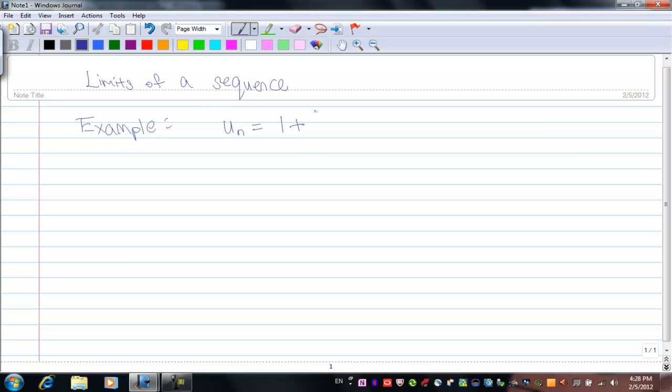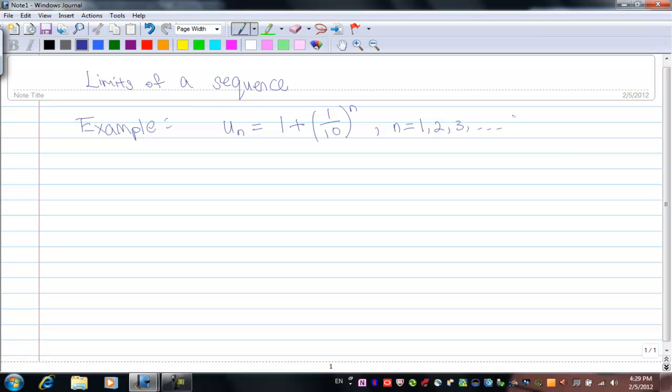After learning how to evaluate series, we are now going to look at the concept of limits of a sequence. What does this mean? Let us consider an example. Suppose we have the following sequence. Now remember that a sequence is just a list of numbers in a particular order. So let's say we have un, which is 1 plus 1 over 10 to the power of n, and this sequence holds for n equals 1, 2, 3, and so on and so forth.